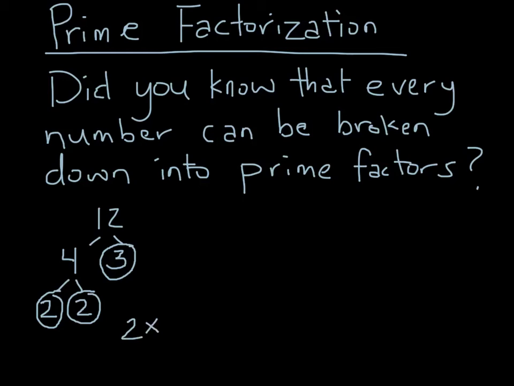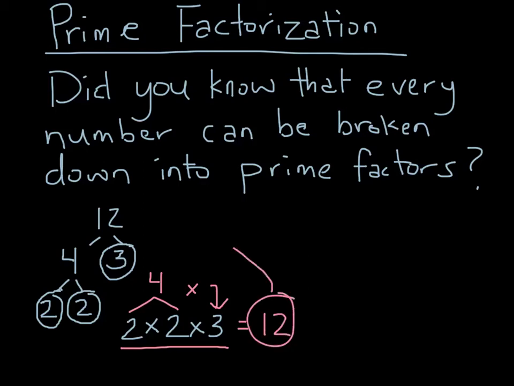So here, I've got my first 2 right here, times the second 2, which is right here, times 3, which is this last prime factor right here. And that's all of them, 2 times 2 times 3. Because see, if you took 2 times 2 times 3 and worked it out to find the product, 2 times 2 is 4, and 4 times 3 equals 12, which was our original number.